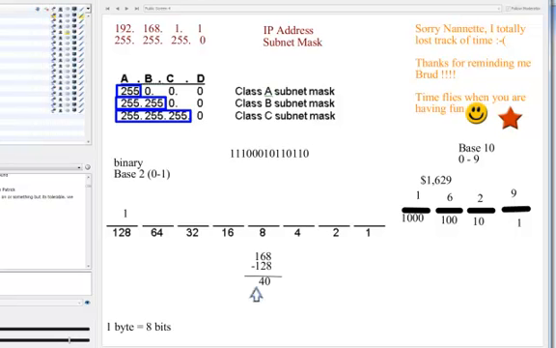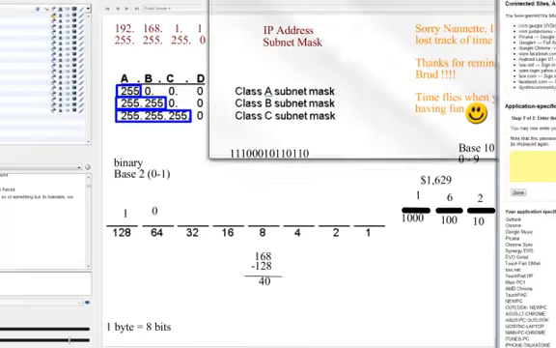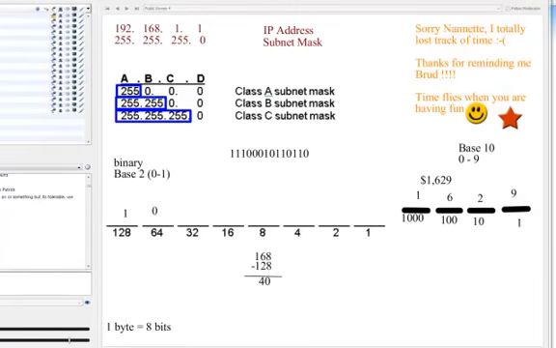Now I compare 40 with 64. If I put a 1 here, that's going to be way too much. 64 is higher. So 64 has to be a 0. So now I'm comparing 40 with 32. I'm okay. If I put a 1 here, 32 is less than 40, so I'm good. So I'll put a 1 here. I gotta do my subtraction. That gives me 8 left over.